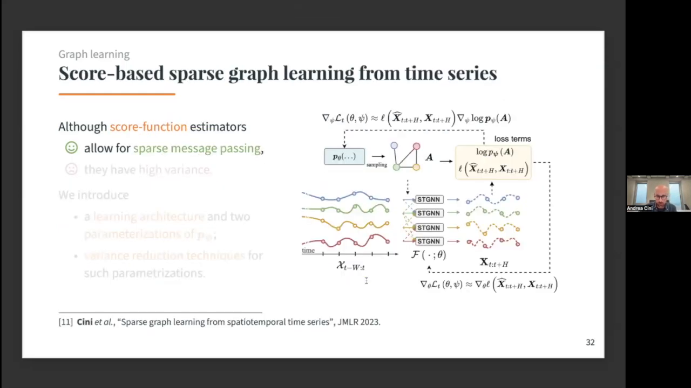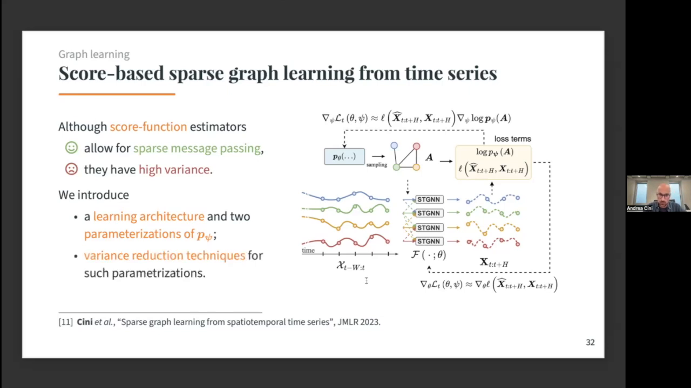So what we did was introduce a framework for time series forecasting based on these score function estimators that, as I was saying, have the advantage of allowing for sparse computations, but have the drawback of usually having a very high variance. So we introduce a learning architecture and specific parameterizations for the graph distribution. And for these parameterizations, we introduced ad hoc variance reduction techniques to make the method actually usable in practice.